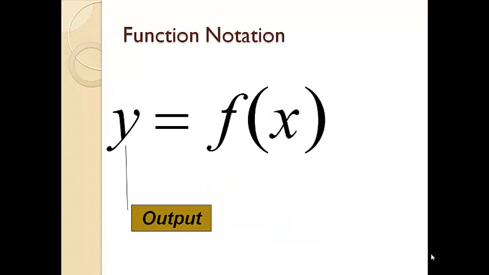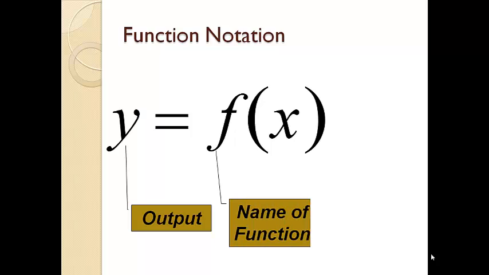A couple of notational things. You think of y as the output. The f is simply the name of the function. F is not a variable. You're not multiplying or anything. It's just the name of the function. F is very common. We also use g and h. It could be any name. And the x is the input.